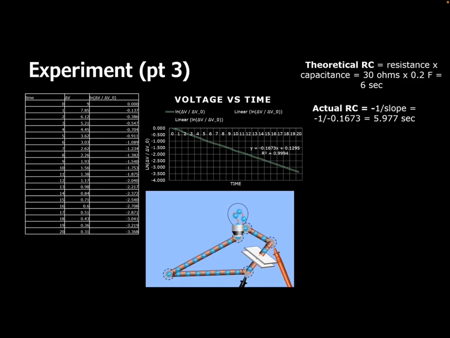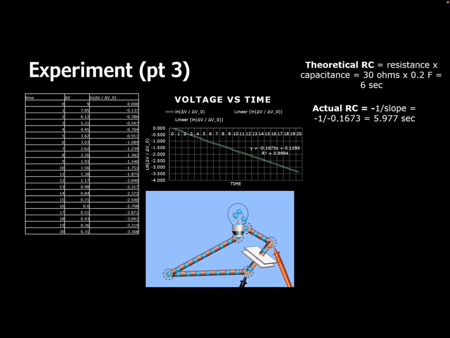Then, using a voltmeter, this is part 3 of the experiment, I measured the change in potential difference over time and then graphed the natural log of potential difference over the initial potential difference to find the RC value. As you can see, we have our time, our potential difference, and the natural log of potential difference over initial potential difference on the chart on the right. And the graph is a linear downward slope.